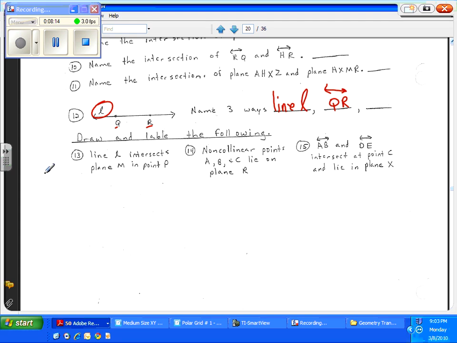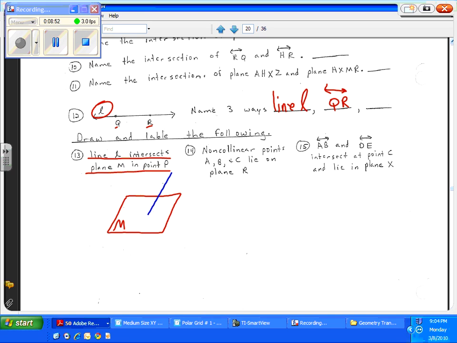Now, I'm just going to scratch out number 13 a little. It says line L intersects plane M in point P. Remember that we would draw a plane by creating a parallelogram, and we would name that plane with a capital letter in one of the corners. And so let me recreate that a little bit. If I was teaching a group of students, then I would want the work to be turned in a little more accurately than just scratched out, kind of sloppy like. But anyway, line L intersects plane M in point P.